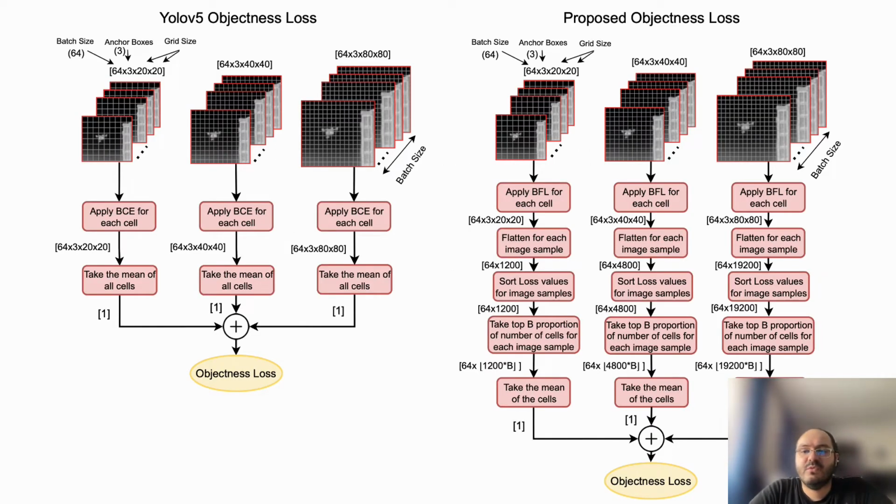Let me cover this part in more detail in this figure. At the left, you can see the original YOLO V5 objectness loss function. For each cell, binary cross entropy is calculated, the mean of them is taken, and the sum of the losses of the 3 feature maps gives us the final objectness loss value. In our proposed method, on the other hand, firstly, balanced focal loss is applied for each cell. These loss values are flattened for each image and then sorted. The highest B proportion of cells for each image is selected and the rest of them are omitted. Then we take the mean of the cells and the sum gives us the final objectness loss.